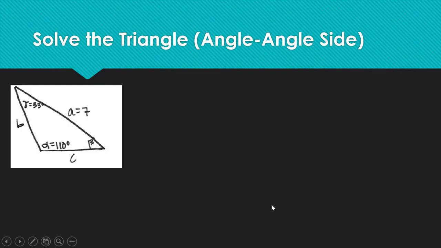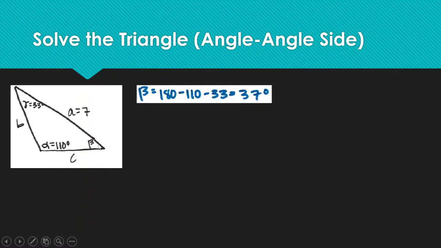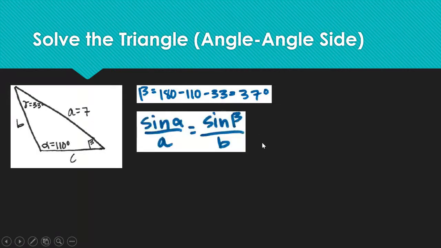The first one we're going to look at is an angle-angle-side. They've given me two angles and then the side opposite one of those. So if I go around, I have angle, angle, side. Our helpful hint said if we have two angles, the first thing we want to do is find that third angle. I know they add up to 180, so I'm going to do 180 minus 110 minus 33, which gives me 37. So I know angle beta has to be 37.